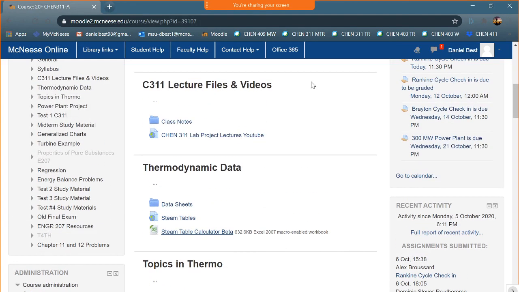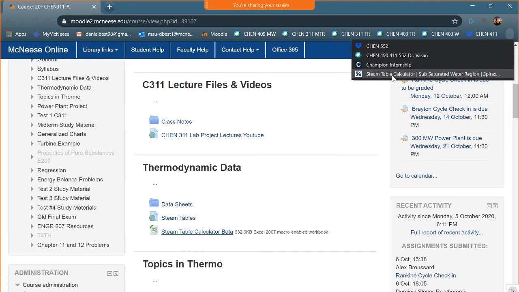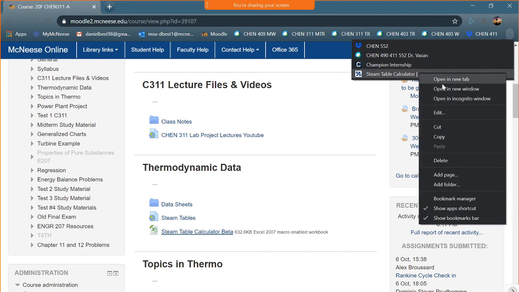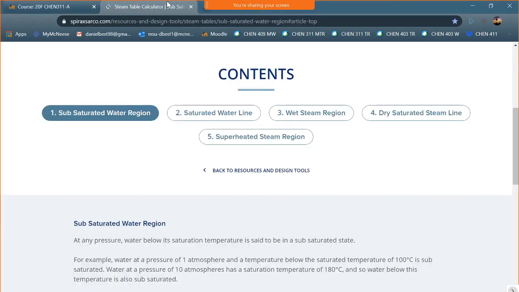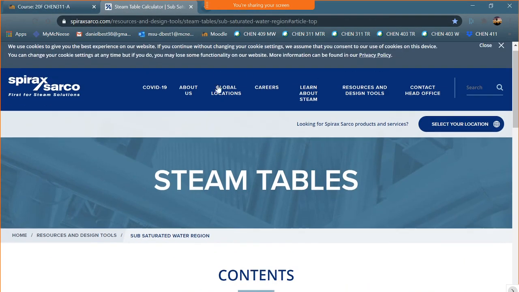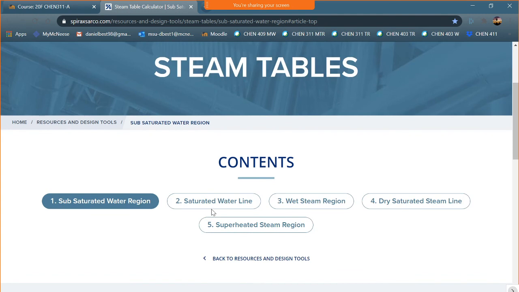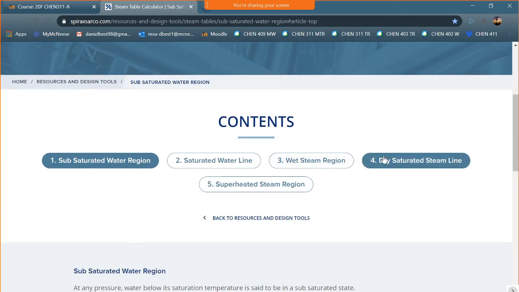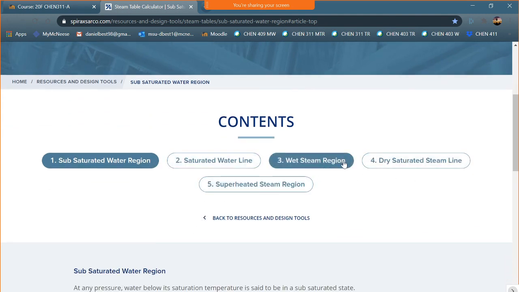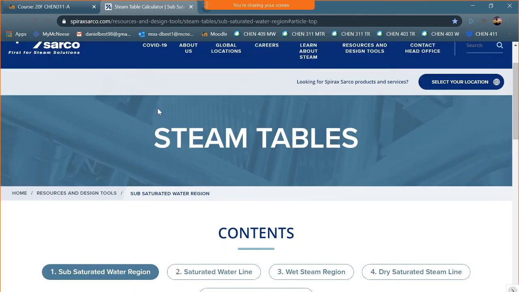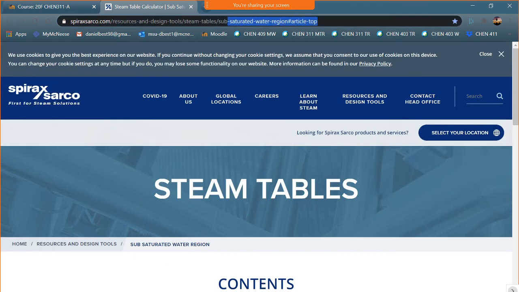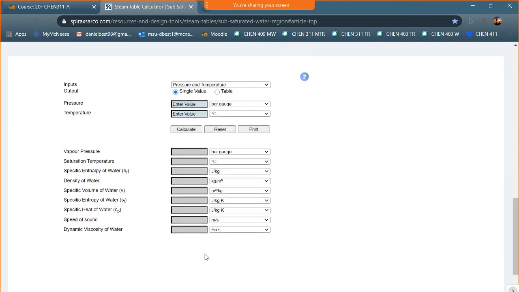So I'm gonna go ahead and post that one to Moodle. It looks like this. And open in a new window. Okay, so I'm gonna post this website to Moodle. It's literally all of your steam table calculations that you would need to do, all your interpolations. Yeah, you don't have to do those anymore. I mean, probably on the test you'd have to do them, but you plug in whatever you want.